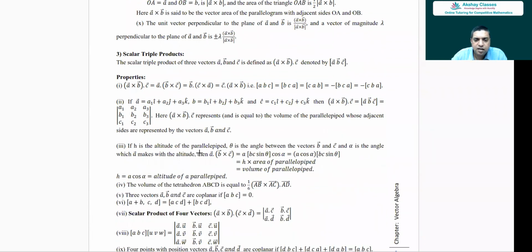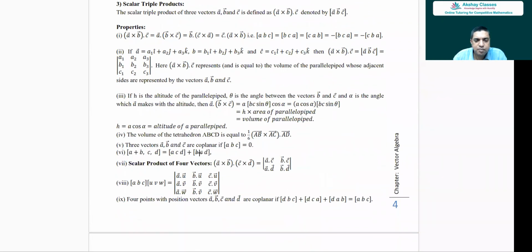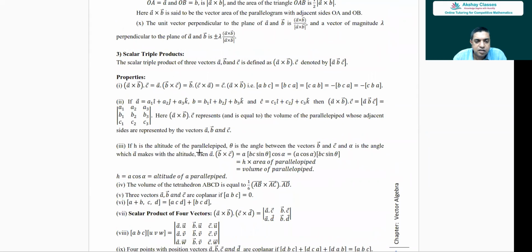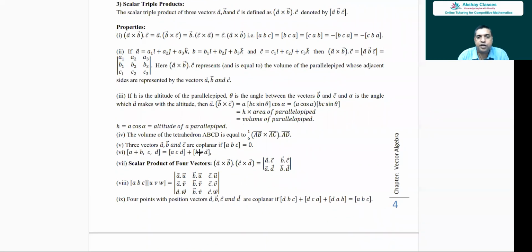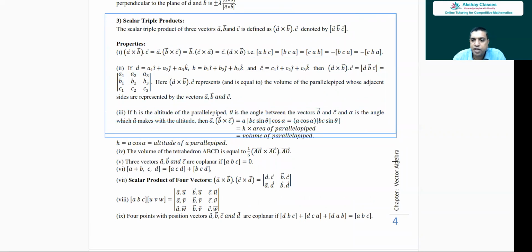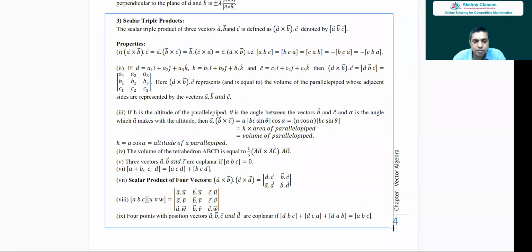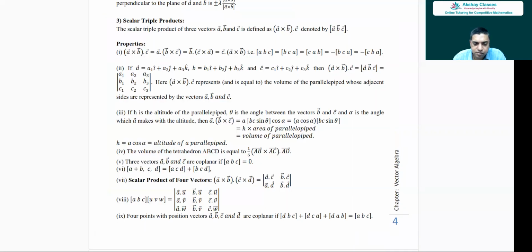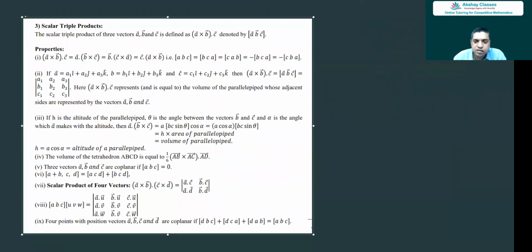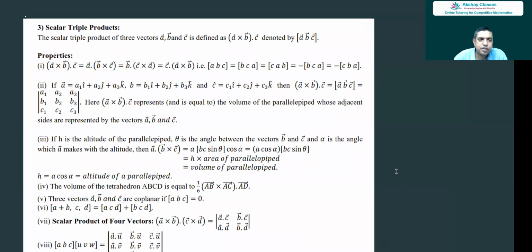Next, the concept of triple product, the scalar and vector product of three vectors. Very quickly we'll cover. We'll not have too many questions on this from the GATE point of view, but it is an important result which can be very handy and very useful to us.